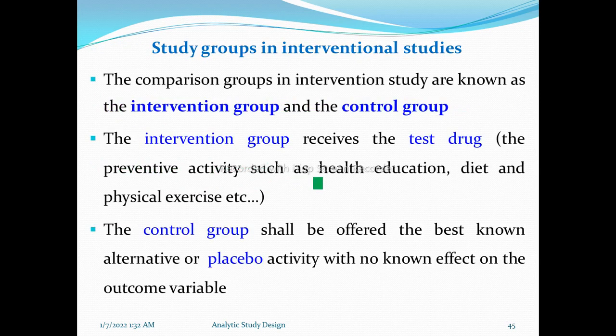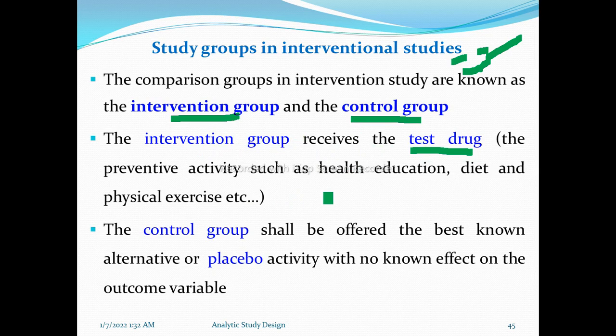So study groups in interventional studies, the comparison groups, are also known as the intervention group and the control group. So there is an intervention group here and there is a control group here. These two groups are followed in the future for the outcome of interest. The intervention group receives the test drug.